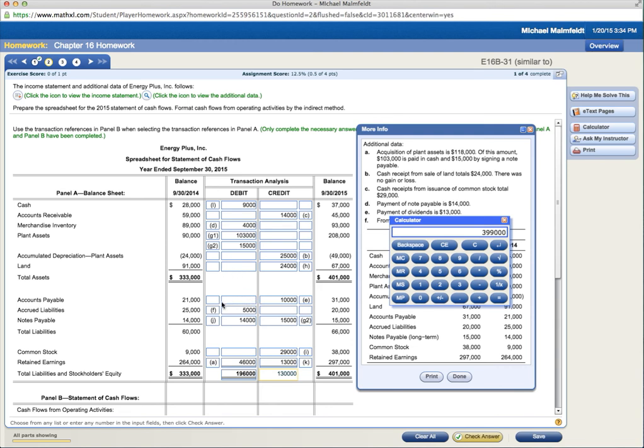So now let me look down here. 21 to 31 requires a credit of 10. 25 to 20 requires a debit of 5. 14 to 15 requires, let's see, those should be credit balances. So to increase by $1,000, I need the credit side to be $1,000 greater, which it is. From 9 to 38, 29 is correct. From 264 to 297, I require a net of 33, which I do have.